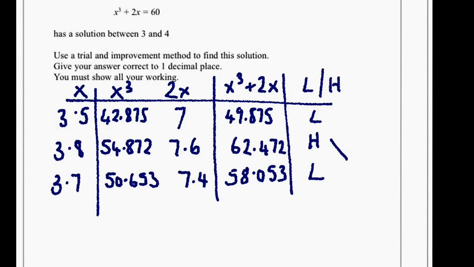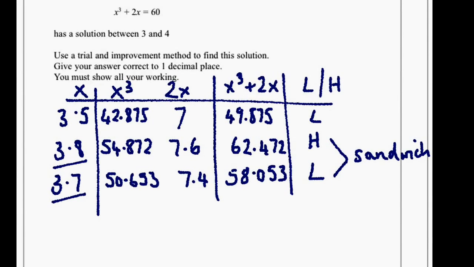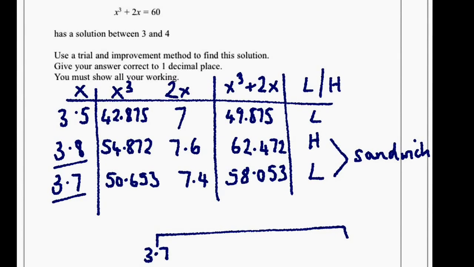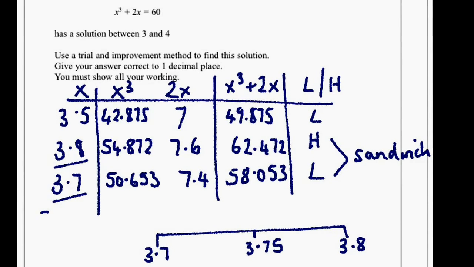And at this point I have what we call a sandwich. It's two numbers that are next to each other in terms of their one decimal place, one of which is too low and one of which is too high. So I know that my answer is either going to be 3.7, which was too low, or 3.8, which was too high. And so now I just need to check the midpoint, the 3.75 point, to find out which one of those it's closer to.